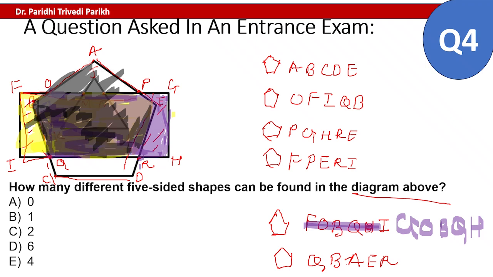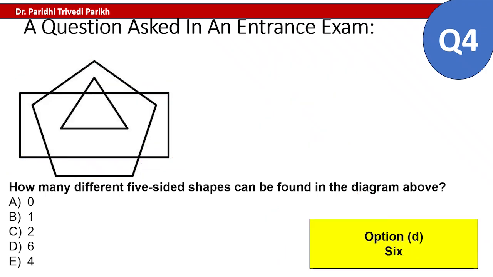Okay, I hope I'm very, very clear, right? So, we had got in this way in total 6 five-sided shapes. So, my answer is option D, 6.